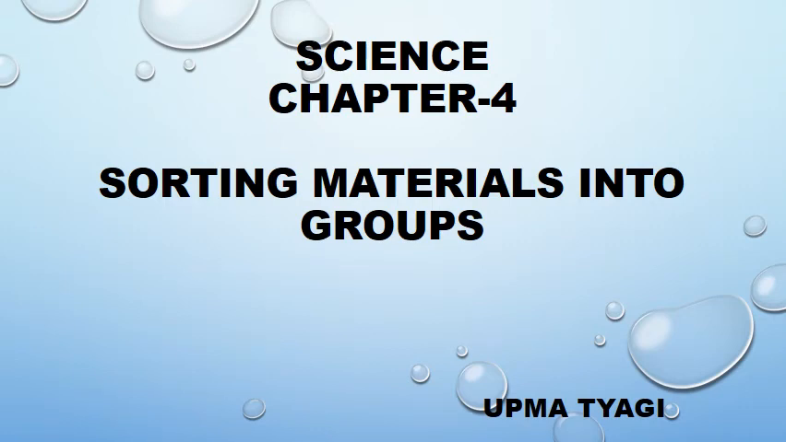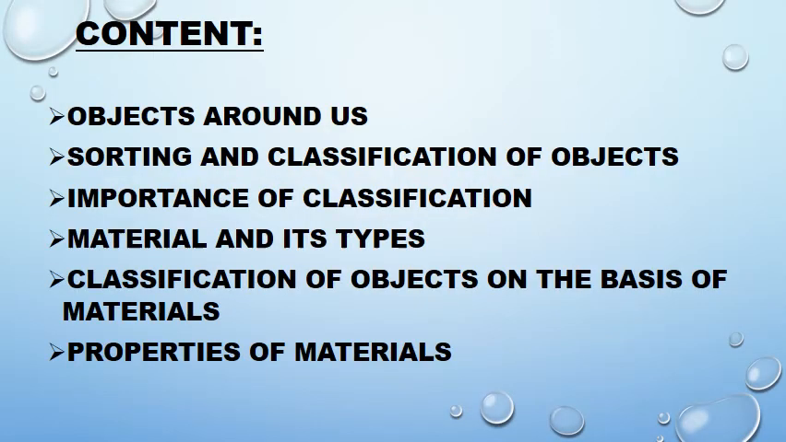Welcome students. Today we will study Science Chapter 4 Sorting Materials into Groups. Now in this chapter we will study about objects around us, sorting and classification of objects, importance of classification, material and its types, classification of objects on the basis of materials and properties of materials.